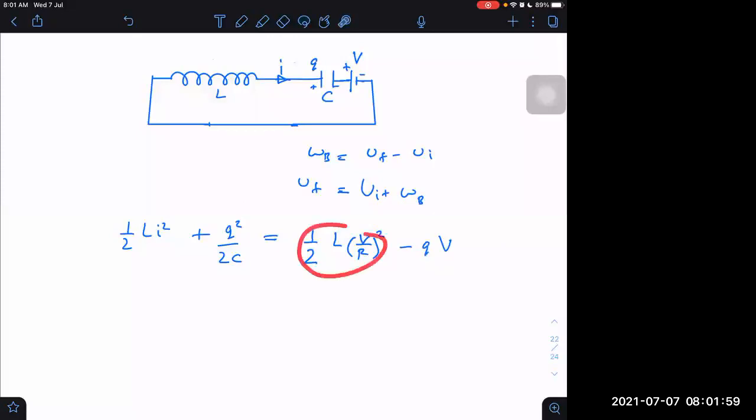This energy is equal to the initial energy, which is constant only. Its derivative will be zero because V, R, L all are constants. But I and Q are variables. V is also constant here. So now differentiating both sides with respect to time.